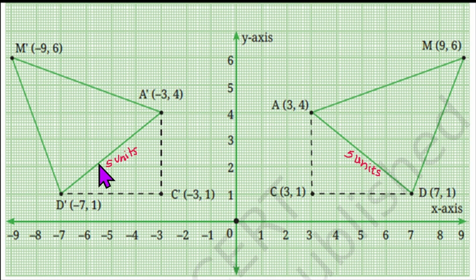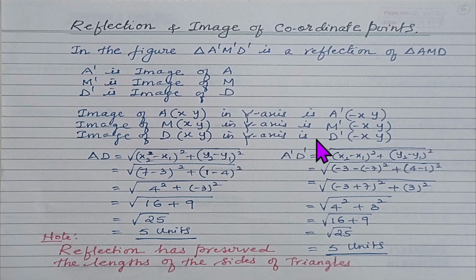Similarly, the length A dash D dash is also 5 units. We can take this as (x1, y1) and this as (x2, y2), apply the distance formula and find the length A dash D dash as I have done here. A dash D dash is equal to the square root of (x2 minus x1) whole squared plus (y2 minus y1) whole squared, and that is (minus 3 minus of minus 7) whole squared plus (4 minus 1) whole squared, and we get 4 squared plus 3 squared or 16 plus 9, square root of 25. Again it is 5 units. That means the reflection has preserved the lengths of the sides of the triangles.